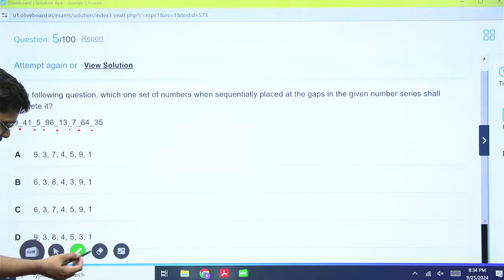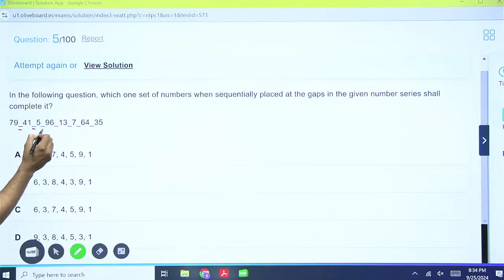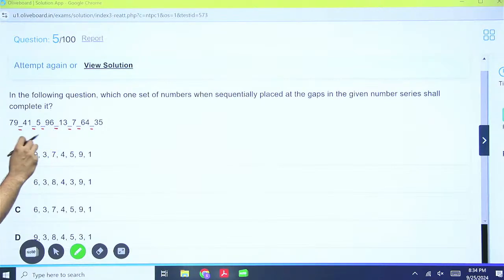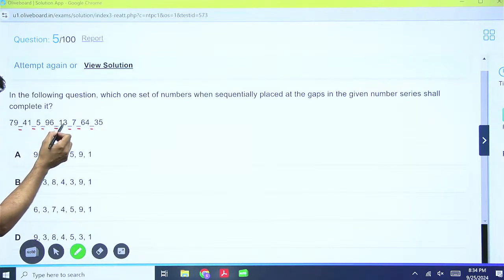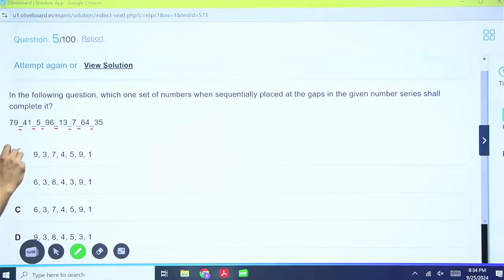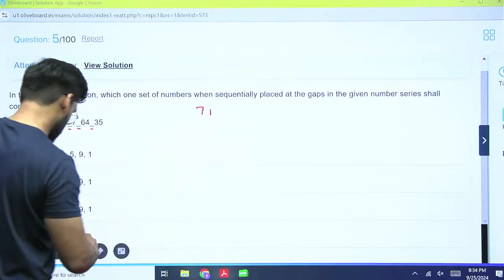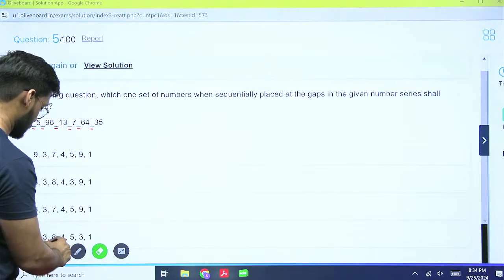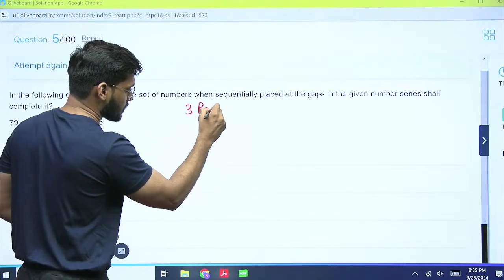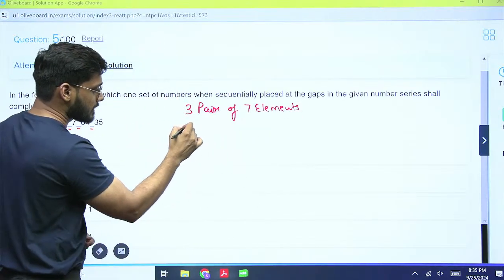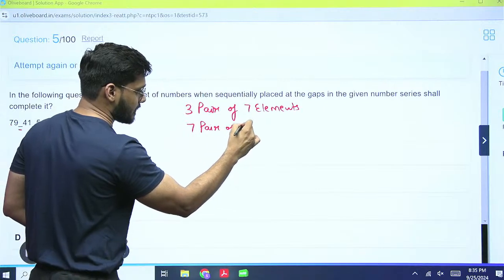The series is 7 9 blank 4 1 blank 5 blank 9 6 blank 1 3 blank 7 blank 6 4 blank, and then 3 5. How many total elements are there? There are 21 elements in total. We can make 3 groups of 7 elements, or we can make 7 groups of 3 elements.